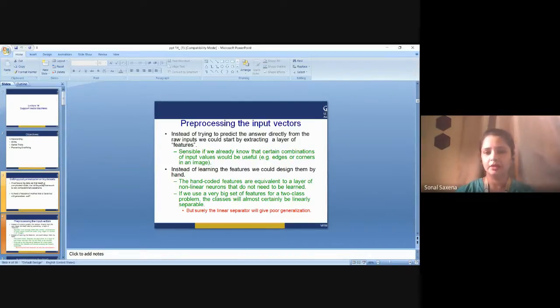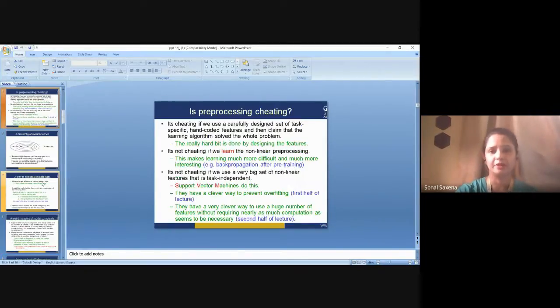Now, these hand-coded features are equivalent to a layer of non-linear neurons that do not need to be learned. And if we use a voluminous set of features for a two-class problem, the classes will almost certainly be separable in a linear fashion. But because it is big data, the linear separator can prove to be very poor in generalization. So that is one point.